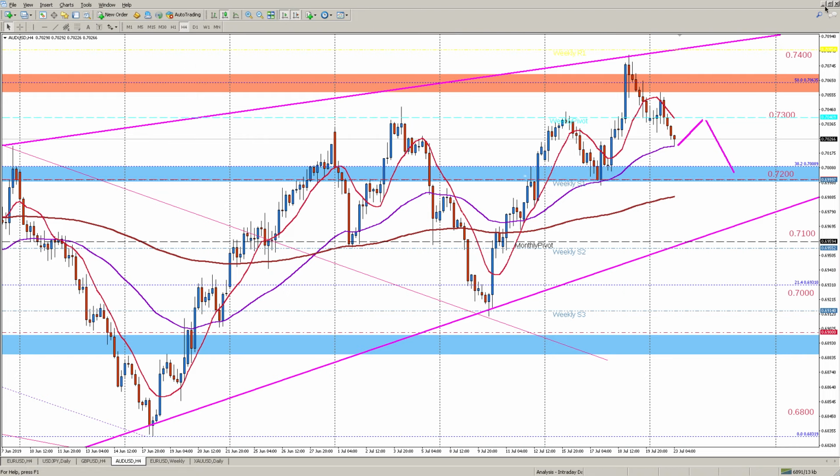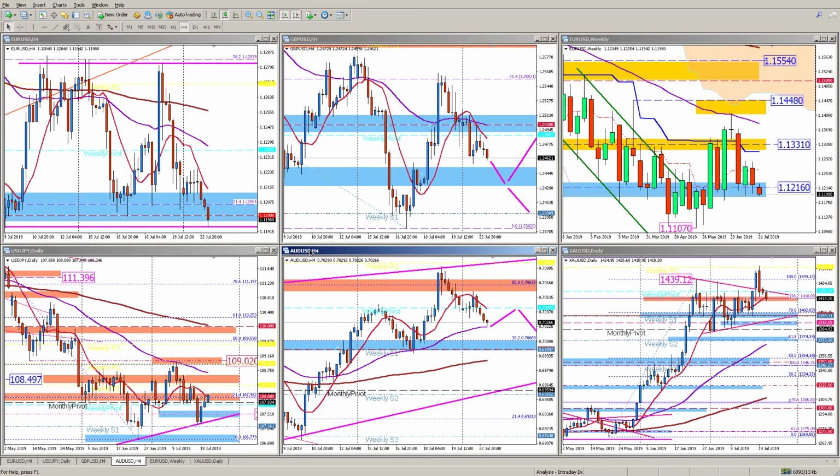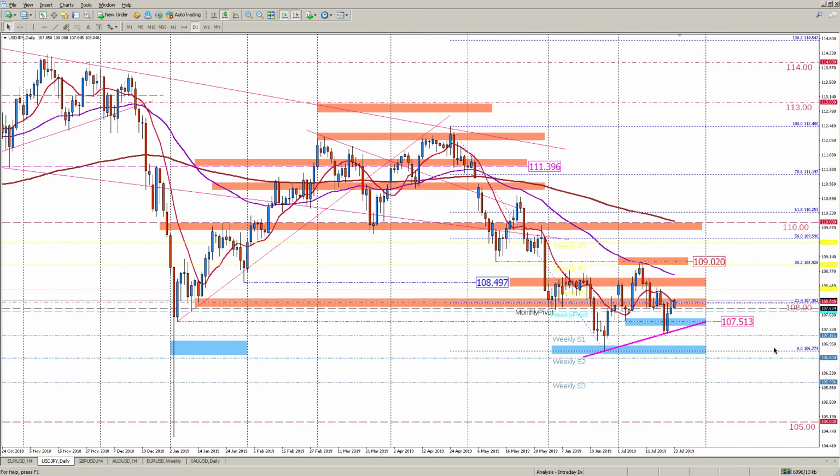Okay, let's move on to the dollar yen. Dollar yen has been trying to creep back up after the bounce at the end of last week, and has reached the resistance zone just above the 108 level and already above the weekly pivot level, and attempting to reach the weekly R1 level.